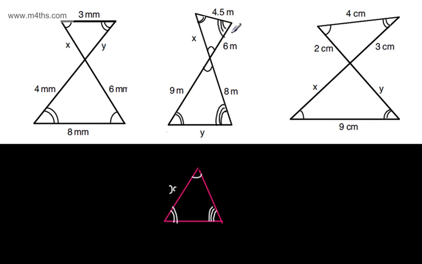So this time we've got something that's very slightly different, but we can go ahead and label this up. If we look, this is going to be the 6, so let's put the 6 just here, and this is going to be the 4.5.